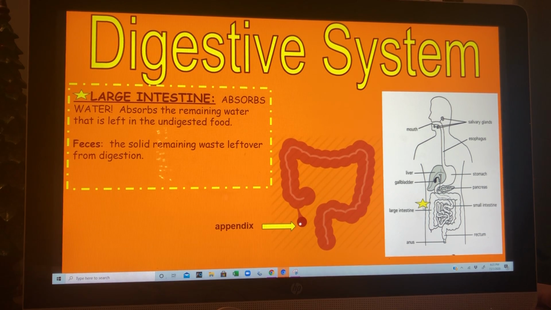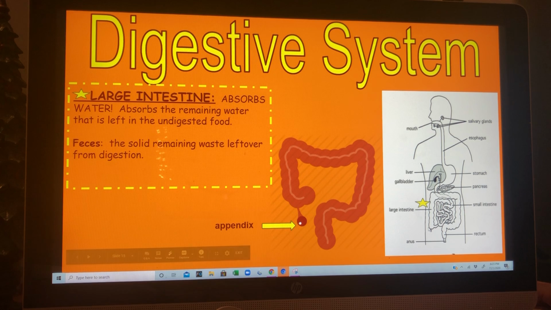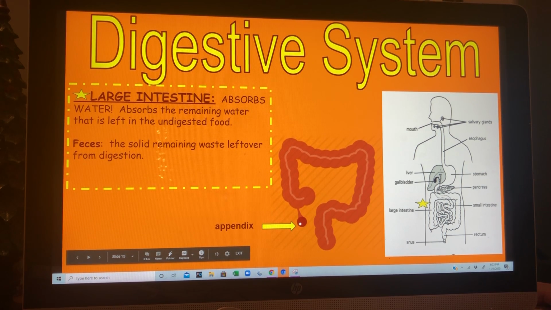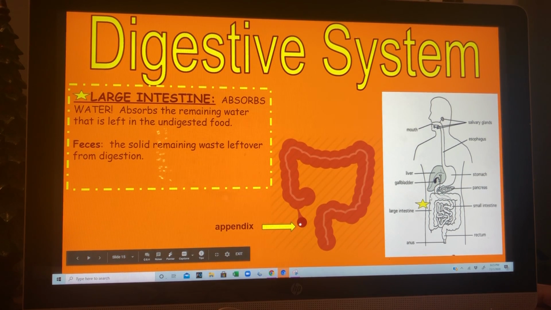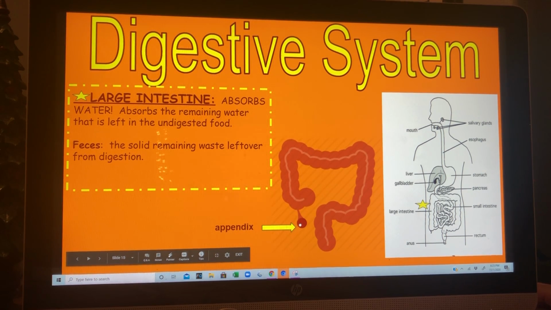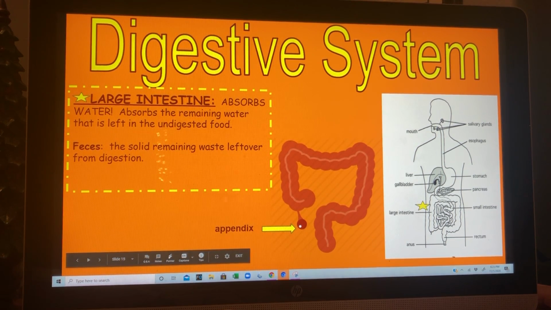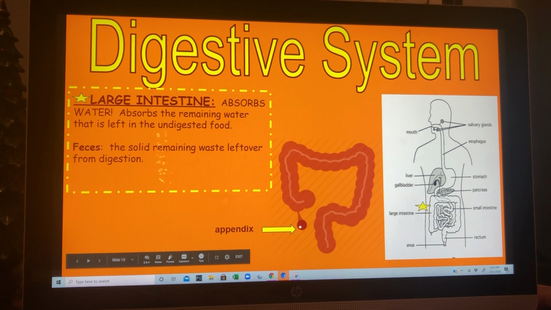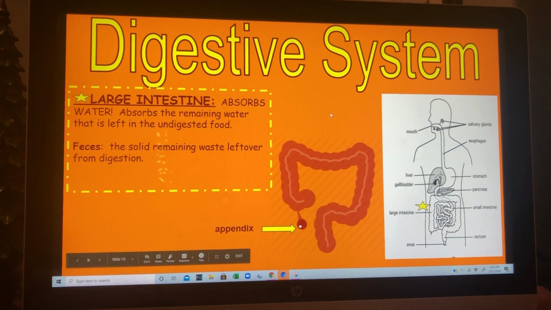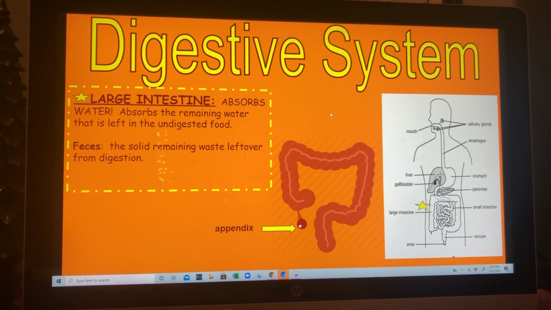If you look on the right-hand side, you see the yellow star, and it shows the location of the large intestine. Again, in size and in width, the large intestine looks much bigger than the small intestine. And it actually is on the outside where the small intestine runs on the inside. So here is the large intestine. Again, it absorbs the remaining water from the undigested food.